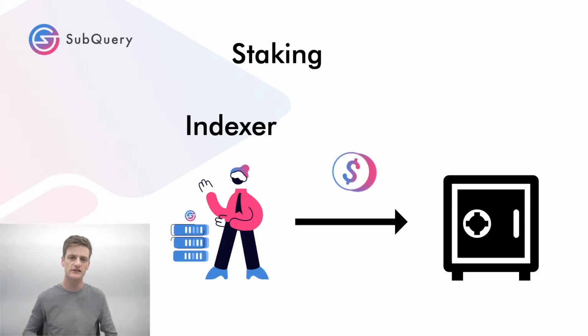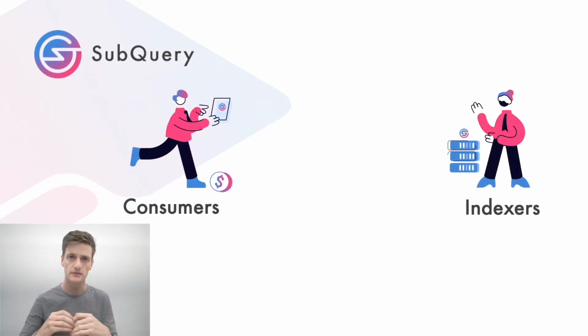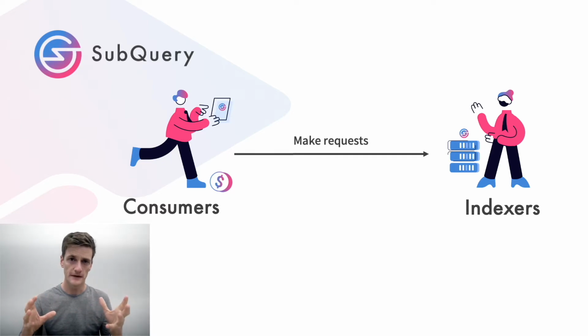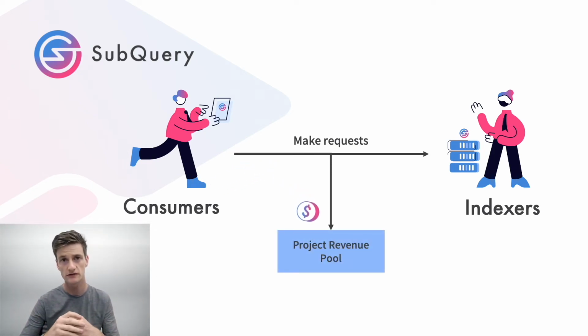In the simplest terms, indexers will advertise a price that consumers will accept and they must pay in order for every query to be accepted and to be answered by the indexer. So consumers will pay via state channels, and that query fee, after the successful response of that query, will go into a large pool, a revenue pool specific to that SubQuery project.